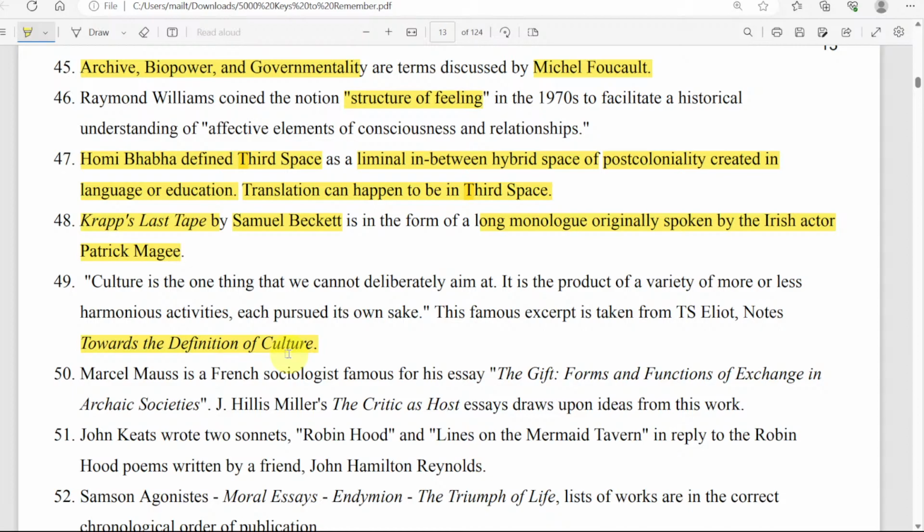Anyway, Marcel Mauss, who is a French sociologist, is famous for his essay The Gift: Forms and Functions of Exchange in Archaic Societies, and J. Hillis Miller's The Critic as Host, his essay draws upon ideas from that work. John Keats wrote what? The sonnet Robin Hood, Lines on the Mermaid Tavern, and it is all in reply to the Robin Hood poems written by a friend, John Hamilton Reynolds.